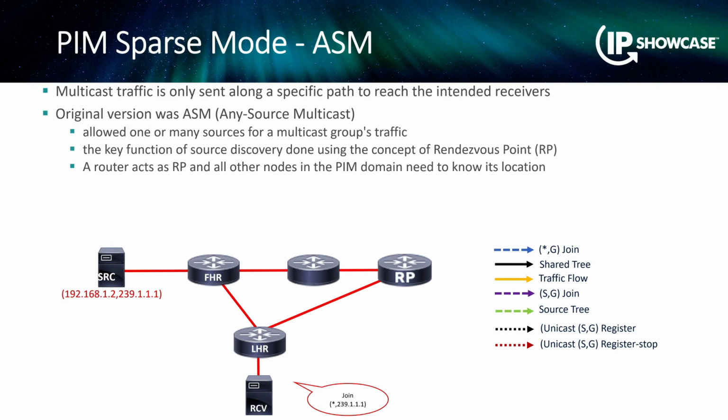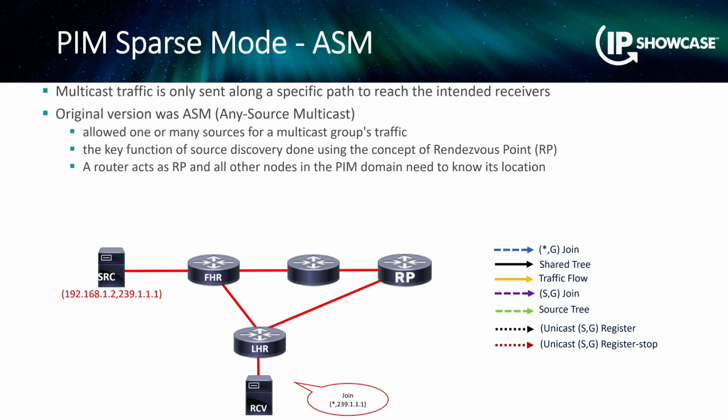So just to go over how PIM sparse mode works, I have a little network here. I have one router designated as my rendezvous point. I have a source and I have a receiver. So this was the original version of sparse mode, specifically targeting any source multicast. You could essentially equate any source multicast to IGMP v2.